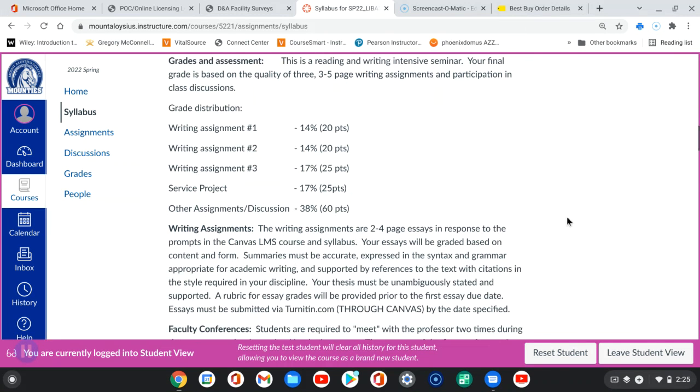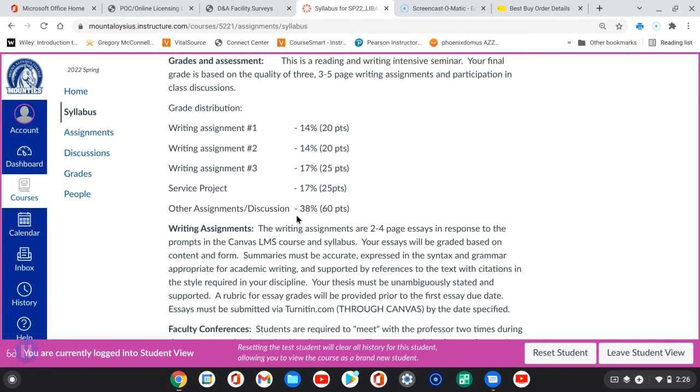Okay. So this is what you'll be graded on. There are 5 different areas here. You have writing assignment 1, which is worth 14% of your grade, writing assignment 2, which is worth 14% of your grade, writing assignment 3, which is worth 17% of your grade, and a service project, which is worth 17% of your grade. Those make up the majority of your grade.